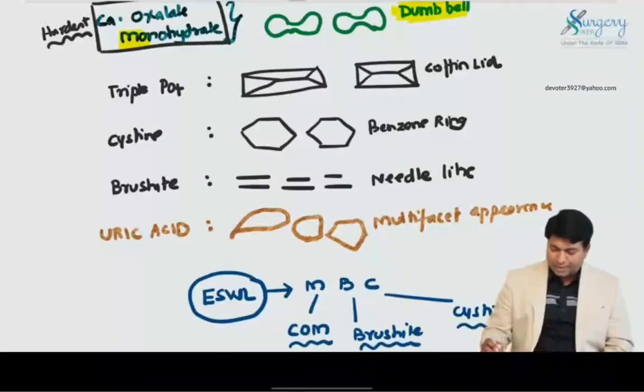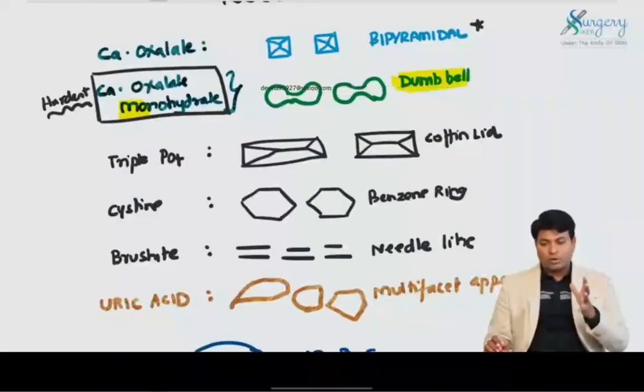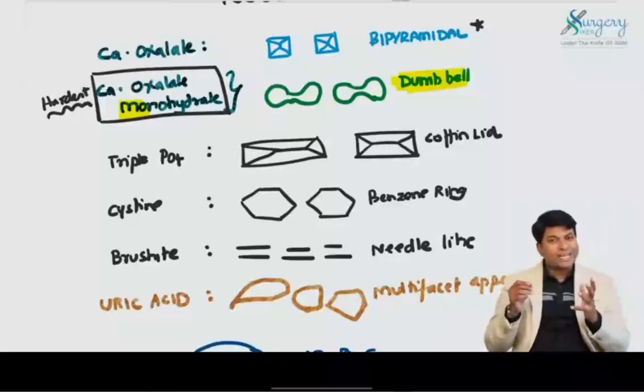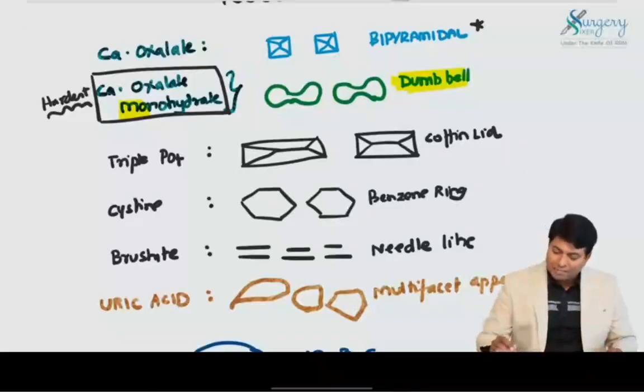Second, brushite. Third, cystine. So therefore, I'm telling, calcium oxalate monohydrate is the hardest stone to break. Therefore, dumbbells they are using. I told you the stone seen in infection is the triple phosphate stone. So if there is an infection, the patient will die, and we keep a coffin lid on him.